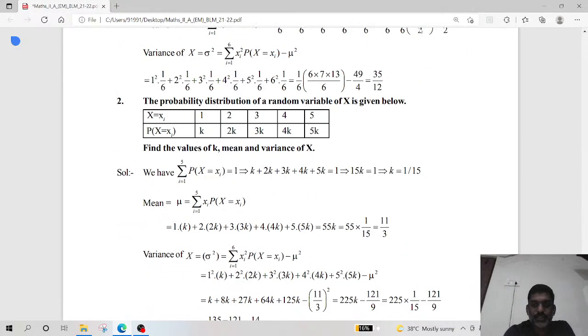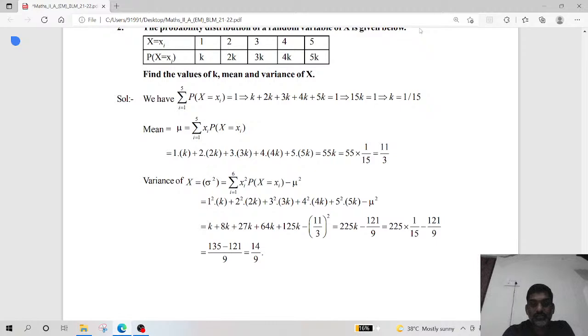Next, question number 2. The probability distribution of a random variable x is given below. The table is given already. Find the value of k, and the mean and variance of x. So summation i equals 1 to 5 of P of x is equal to xi is 1. Then we get k equal to 1 over 15. Then mean mu is equal to summation i equals 1 to 5 of xi times P of x is equal to xi. Substitute everything: 1 times k, 2 times 2k, 3 times 3k, 4 times 4k, and 5 times 5k.